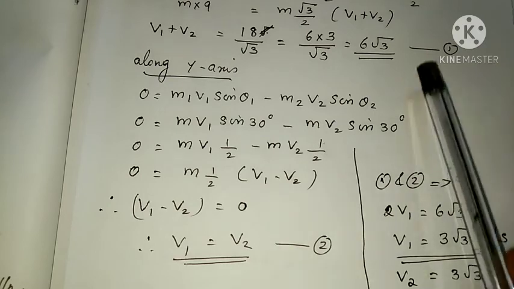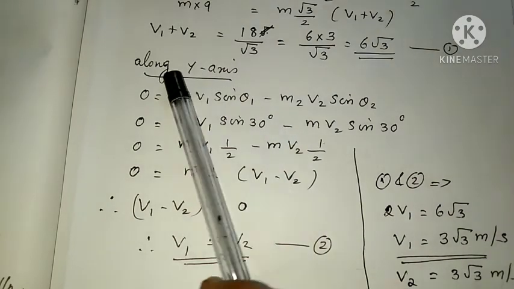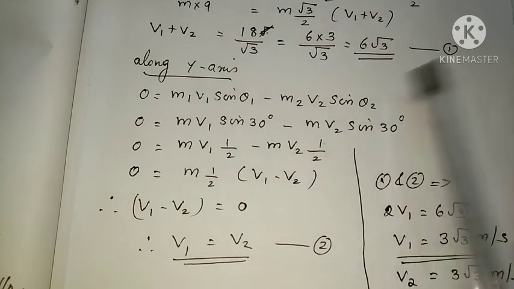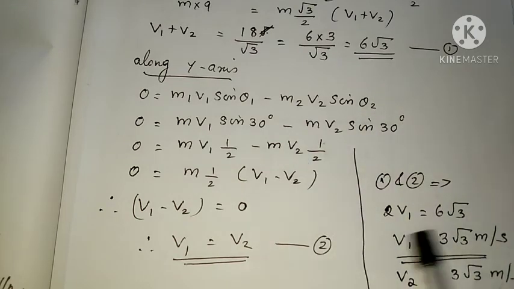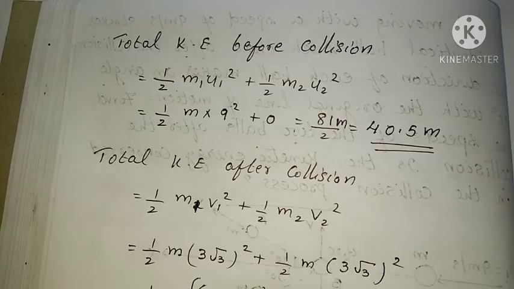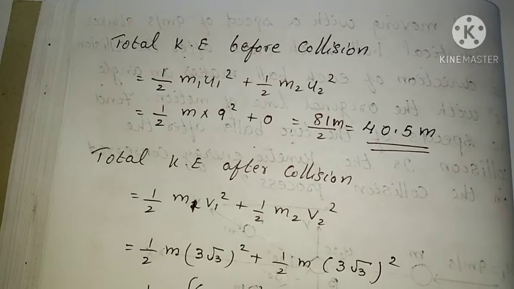So, from equations 1 and 2: equation 1 is v1 plus v2 equal to 6 root 3, and equation 2 is v1 equal to v2. We can substitute the value from equation 2 in equation 1. So, we get 2 v1 equal to 6 root 3. Therefore, v1 equal to 3 root 3 meter per second. Since v1 equal to v2, v2 is also equal to 3 root 3 meter per second. Clear? Second part of the question: is the kinetic energy conserved in the collision process?